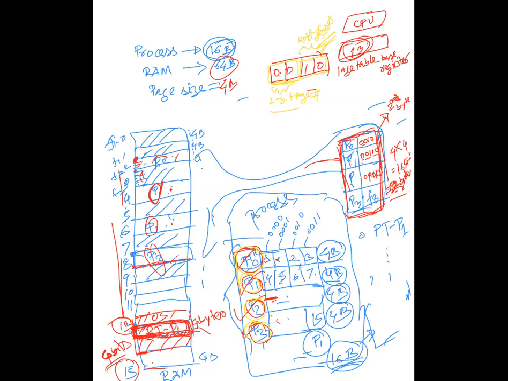Now how is it interpreted by your page table? The CPU also knows that your page table is located at memory location 13. So it will go to location 13, and then it will search what is there. Inside there is nothing but this page table.